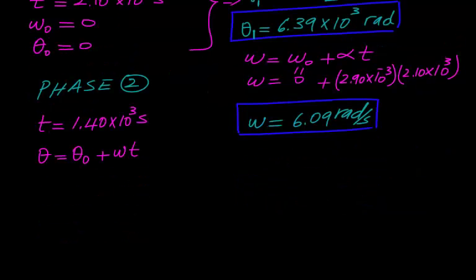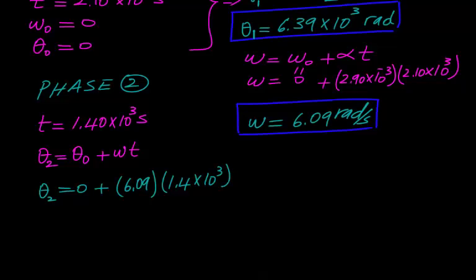Alright, let's use now this omega to be able to solve for the angular displacement for phase 2. This is going to be my theta 2 now. So theta 2 is going to equal 0, because it starts from 0, plus omega that I just solved for, 6.09, times the time, which is 1.4 × 10^3. Solving for theta 2, you get 8.53 × 10^3 radians.